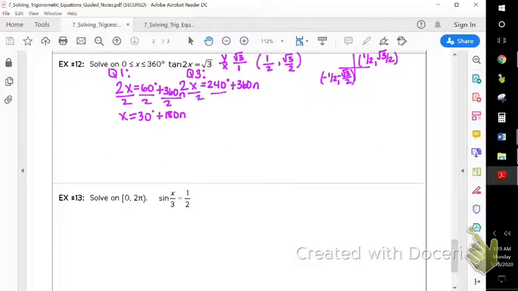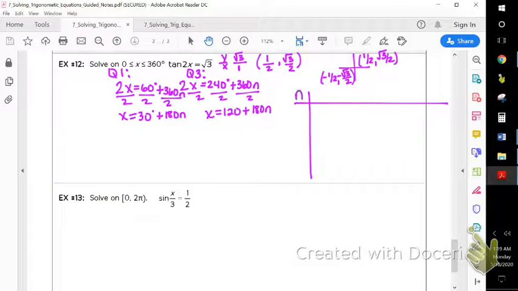And same thing here. Sorry, it's a little crowded. We're going to divide by that 2. And so we get x equals 120 plus 180 n. And this is where we made our table. We picked some n values. Remember, we started at -1. My first one is 30 degrees plus 180 n. And my second one was 120 degrees plus 180 n.